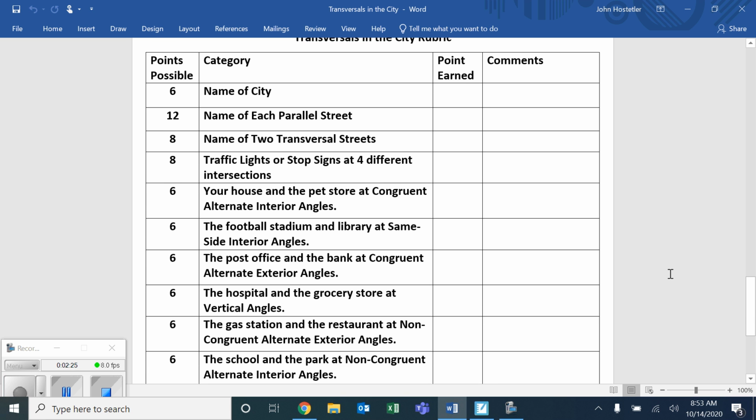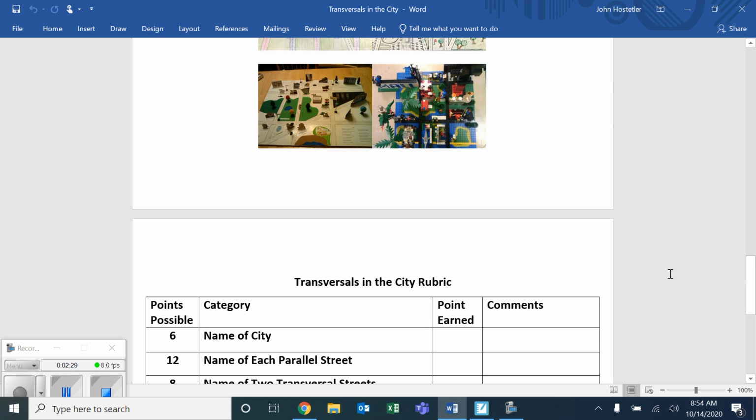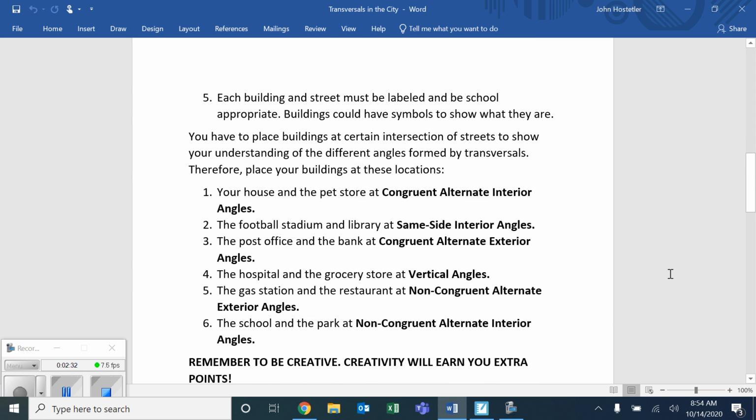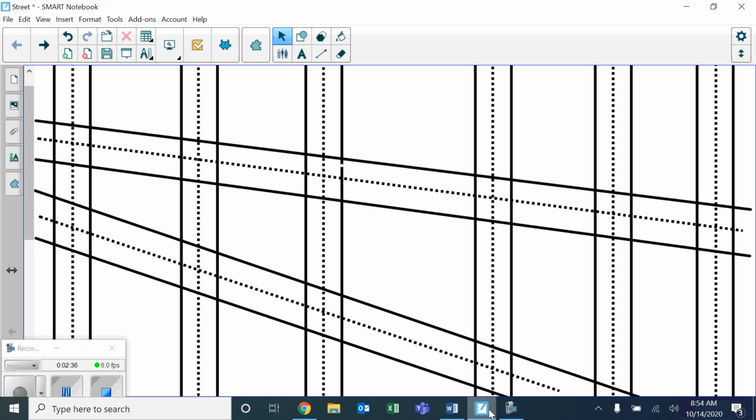Make sure as you're doing this project that you're checking the rubric to make sure that you've done everything correctly so that you can get the most points possible. All right, so here's what you're trying to do. Here's an example of what you're going to see.